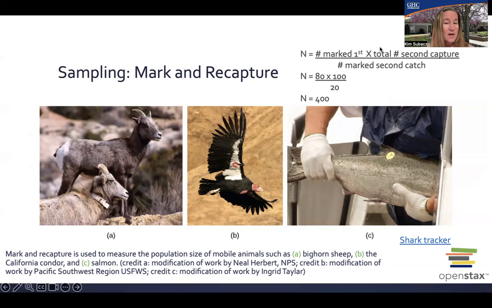So that's one way to estimate population: mark and recapture. And you can see all the different ways that the animals are marked. We've got the bighorn sheep, and they've got radiotelemetry collars on them. We've got a California condor, and it's got these wing bands that go across, and they'll have numbers on them to individually identify them, just like the radiotelemetry collars individually identified those guys. And then you can see the tag on the dorsal fin of this fish.